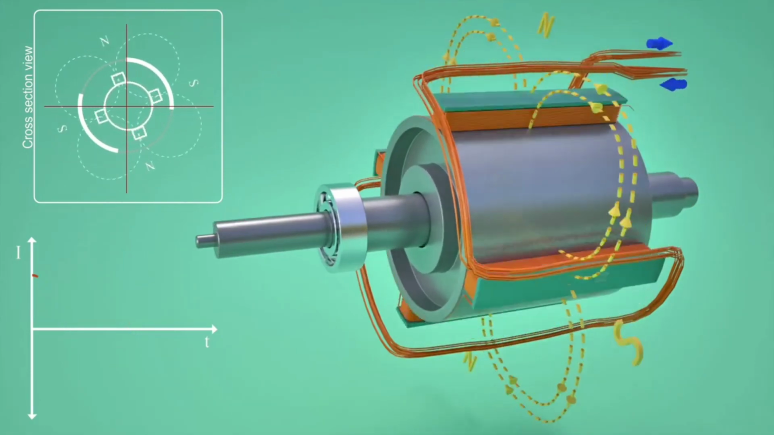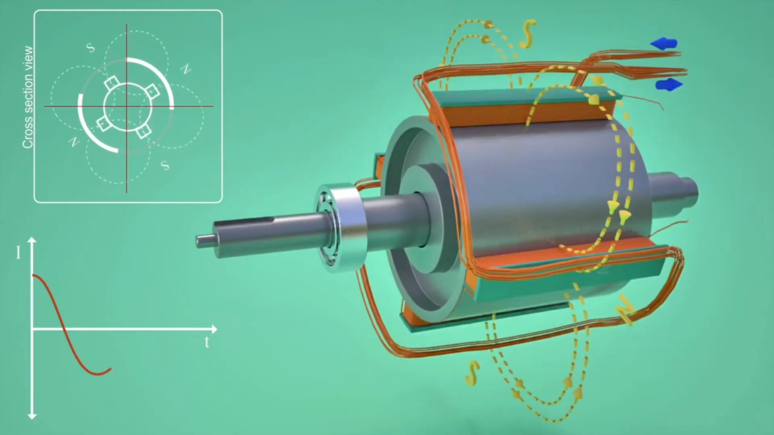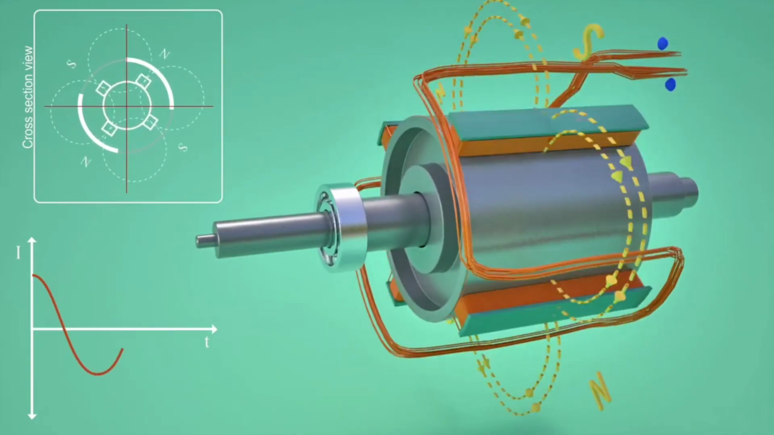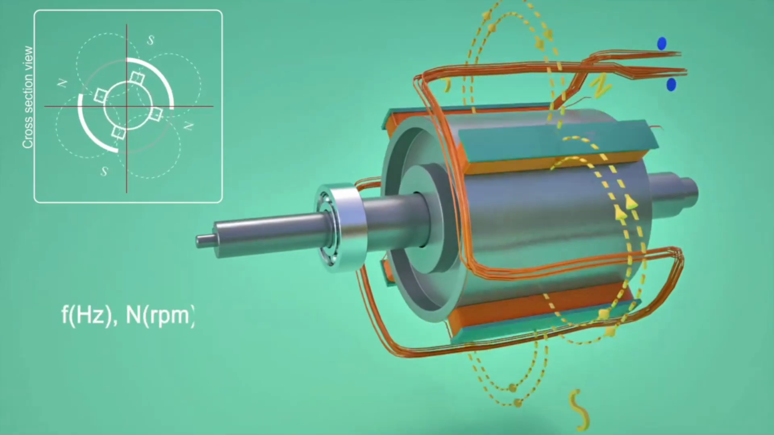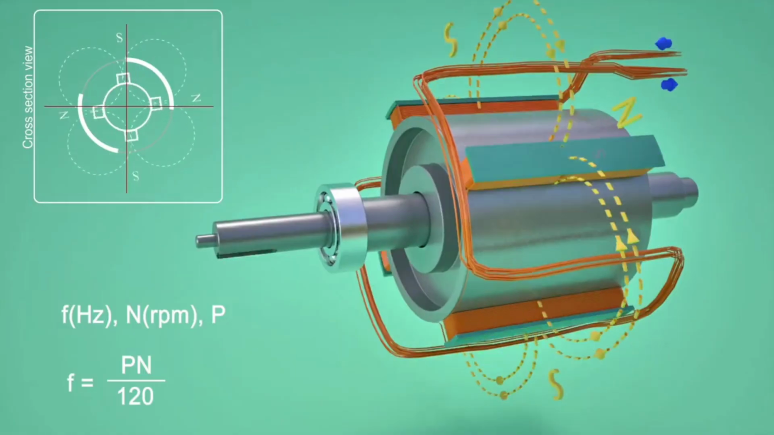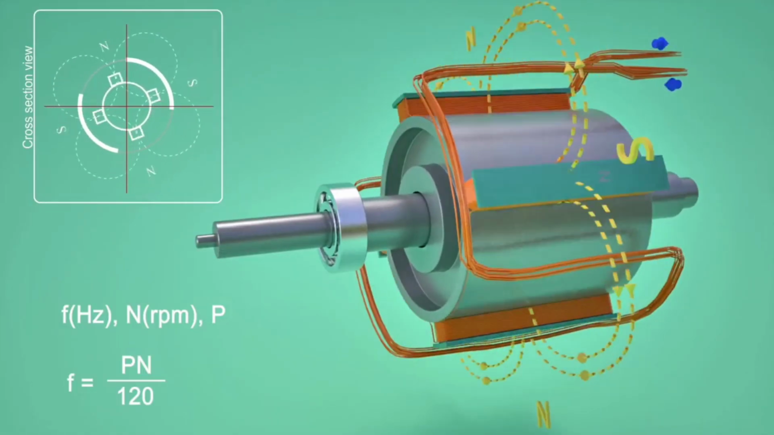It can be easily established that frequency of induced EMF, rotor speed and number of poles are connected through the following relationship. It is clear from this relationship that frequency of electricity produced is synchronized with mechanical rotational speed.